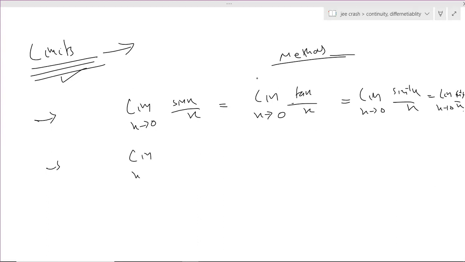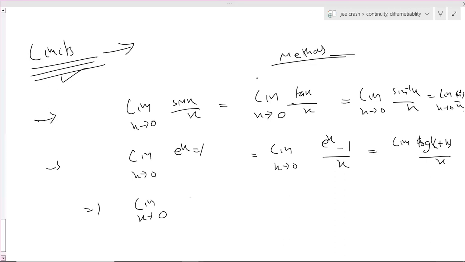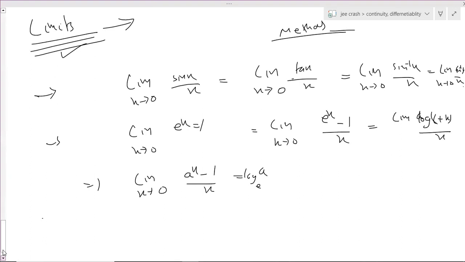Few interesting ones: limit as x tends to 0 of e to the power x minus 1 upon x equals 1, and this is true for limit of log(1 plus x) upon x. There is another one: limit as x tends to 0 of a to the power x minus 1 upon x equals log a base e. And these are all covered in NCERT.